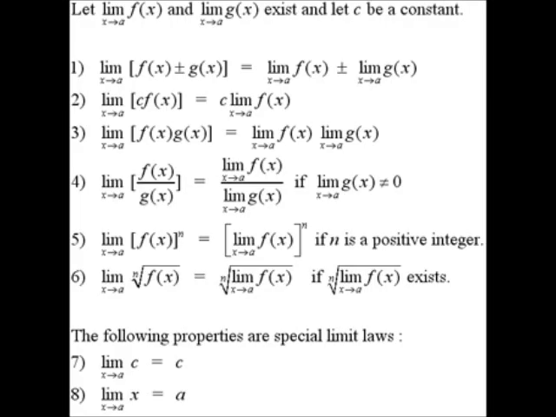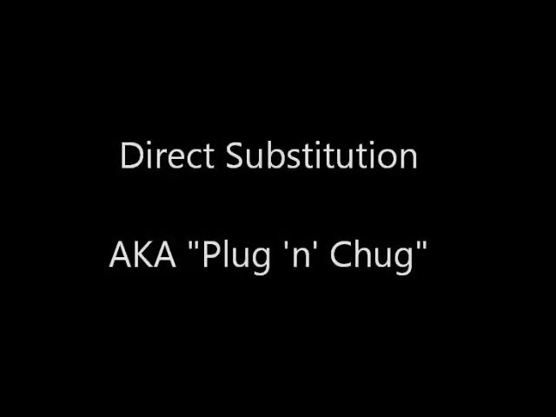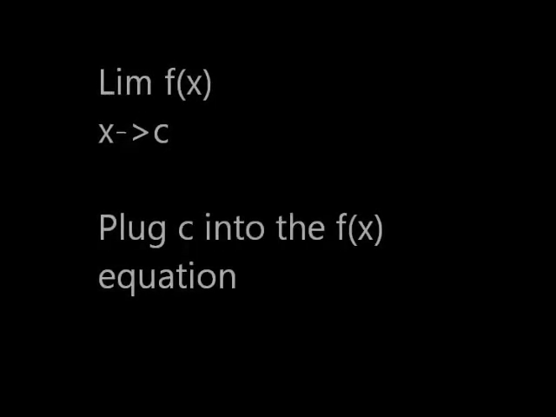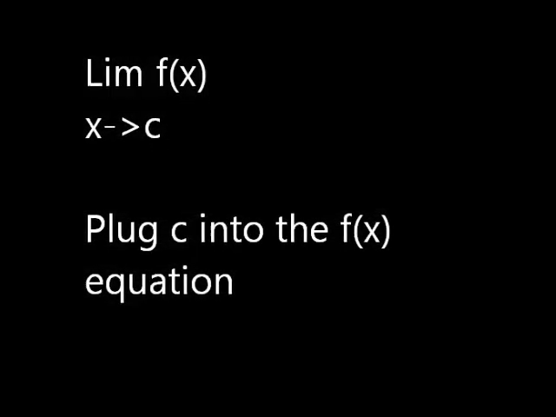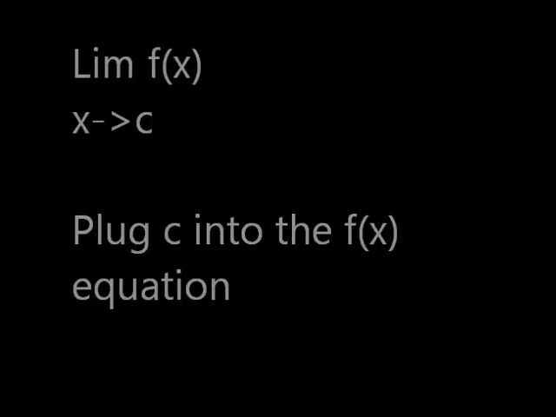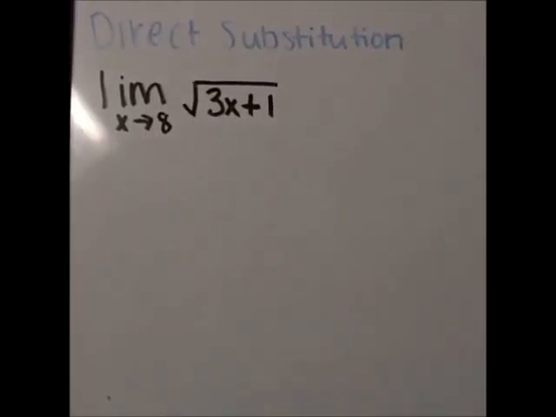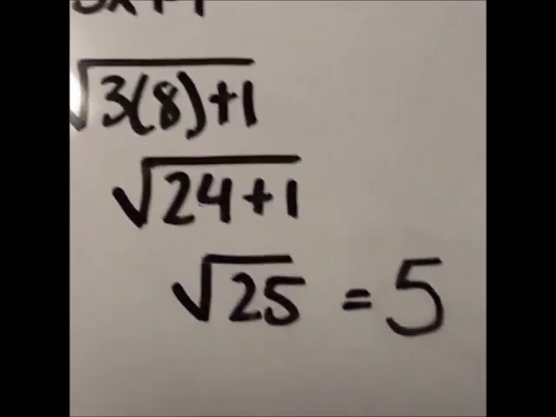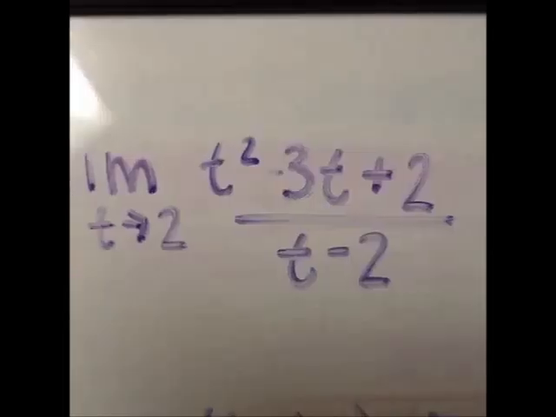The easiest way to start is to use direct substitution, otherwise known as plug and chug, where they tell you the number that they want you to find the limit of, and you directly plug it into the equation. In this example, we'll plug 8 into the equation, and when we do this, we come out with 5. So the limit equals 5.